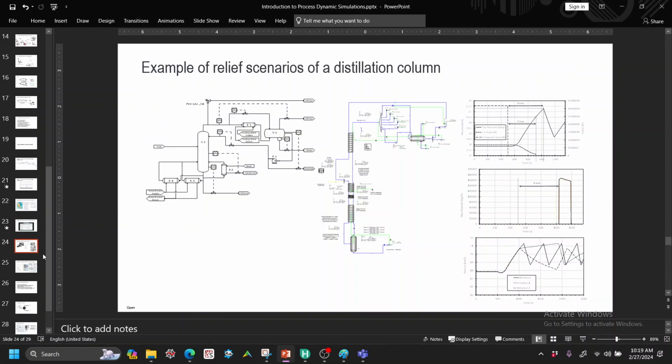This one is another for process safety study. We have relief scenarios. I think in your program you don't learn much about process safety, right? But nonetheless, just to give you an idea, we have a distillation column, and it has three reboilers. In your class you only learn about one reboiler, but practically speaking you can have 2, 3, 4, 5, 6, 7 reboilers supplying energy to one column.